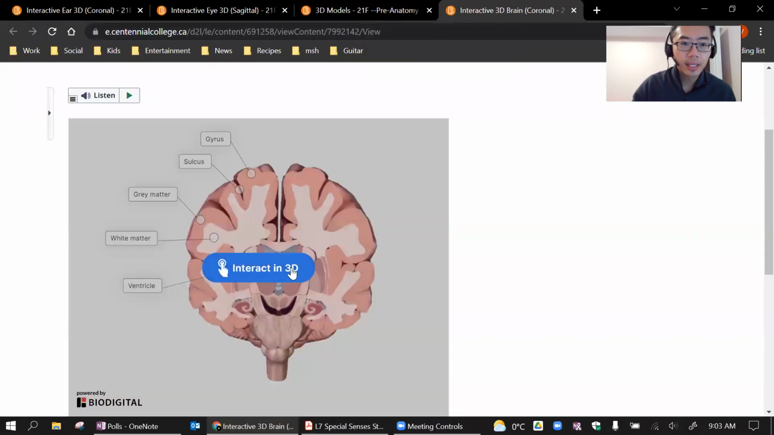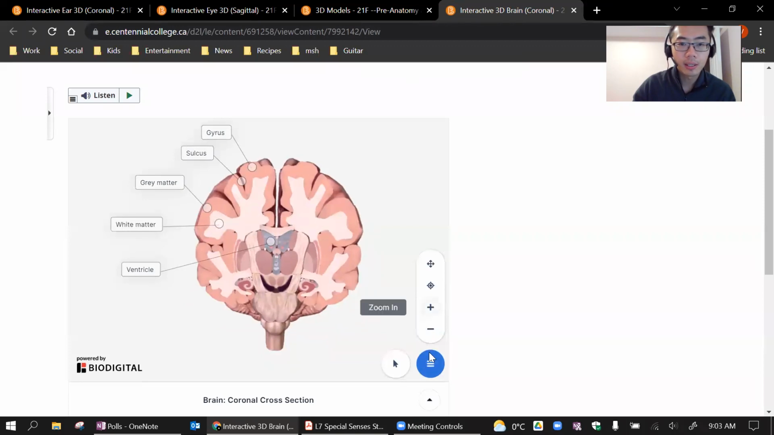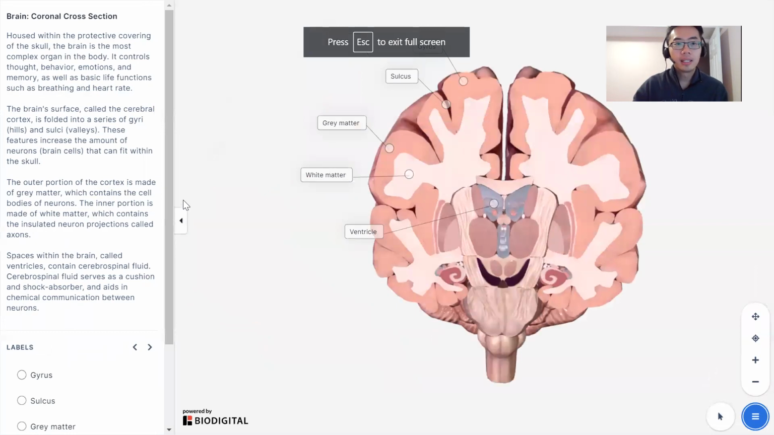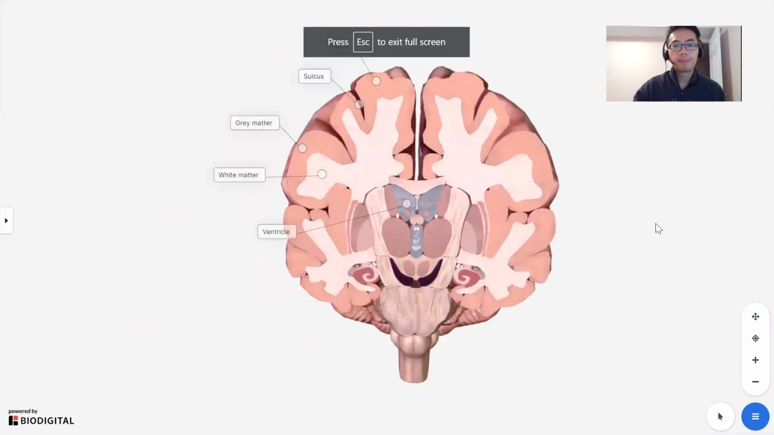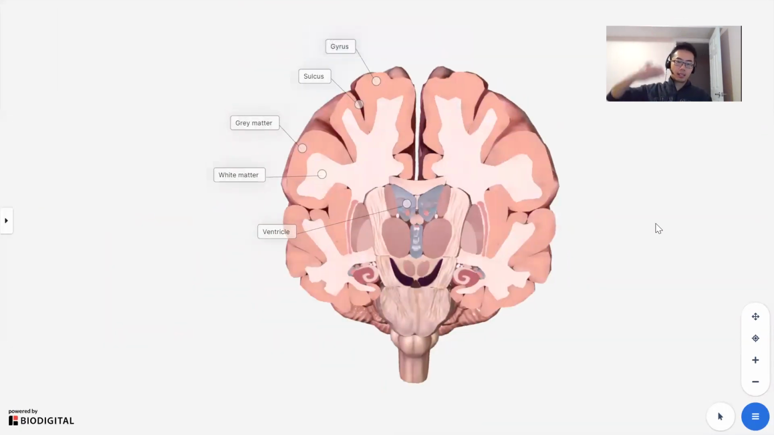Okay, what else do we have? See, there's another brain here. I'm just going to quickly go through a few simple things and then we're going to move on. Okay, this is a coronal cut, right? Frontal cut. And you can see this is the right side, this is the left side. We're looking at it from the front.